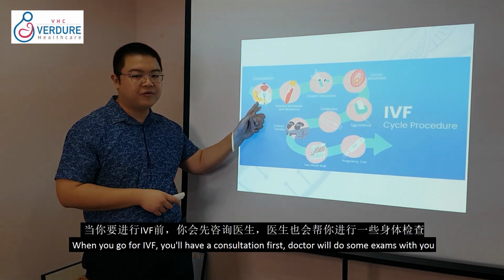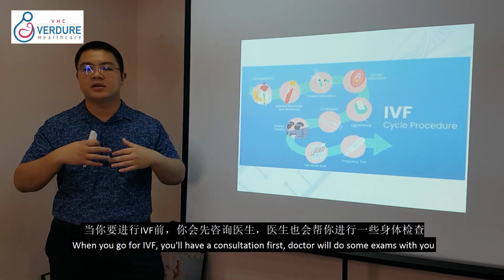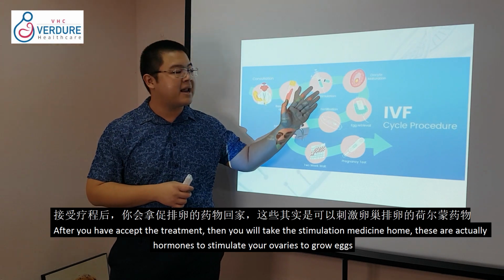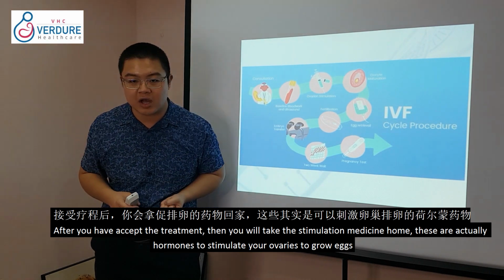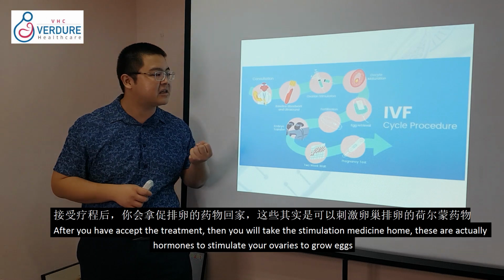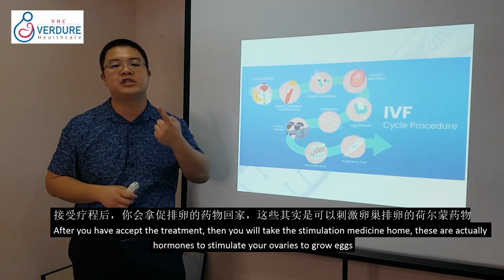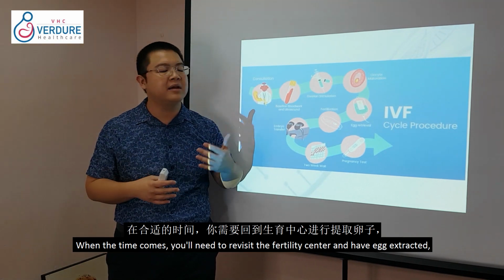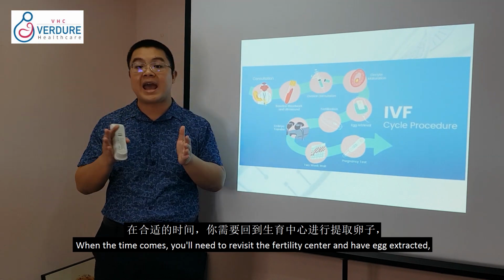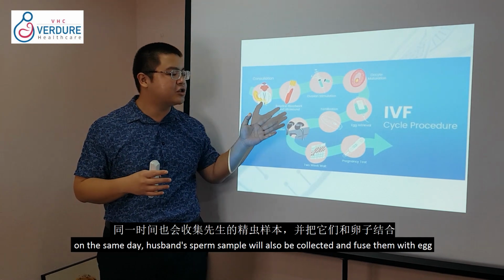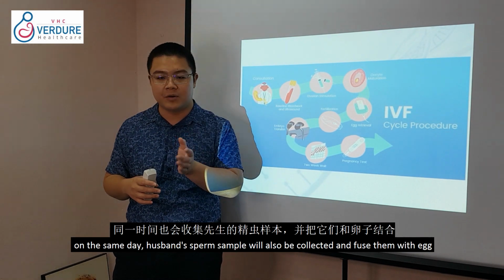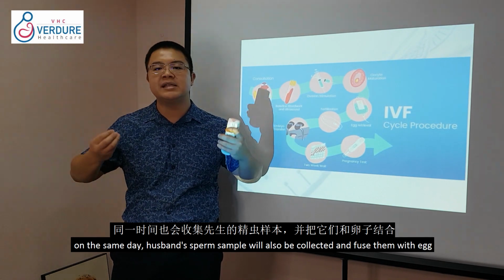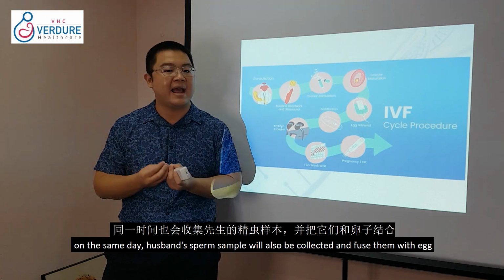When you go for IVF, you go for the first consultation, the doctors will do some exams with you. Okay, when you accept the treatment, then you would be taking the medications home. So the so-called medications are actually hormones that stimulate your ovaries to grow eggs. Okay, so once the results are showing, you need to go back to the hospital for egg collection. After the egg collection, on the same day, your partner will be producing a sperm sample. So we have these two ingredients in the lab. They will combine the sperm and the egg together.